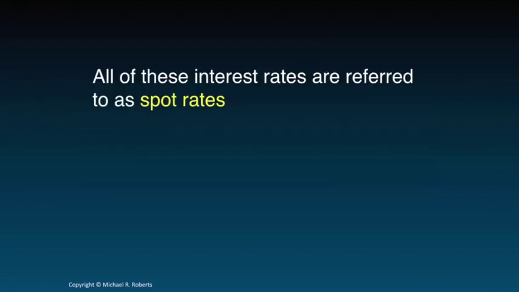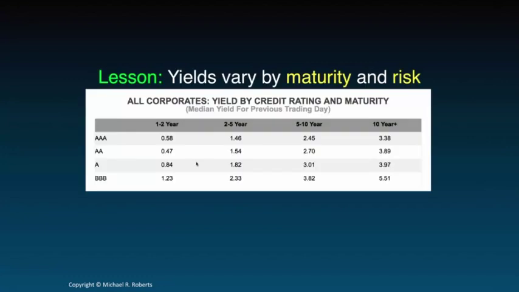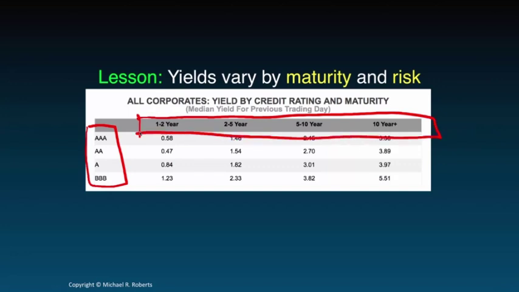Now, all of these interest rates that we've discussed thus far are referred to as spot rates. And what are spot rates? They're the interest rate for a loan that's made today. Now, typically, there's a different spot rate for loans of different maturities and different risks. That's what we showed right here. These are spot rates. They vary by credit risk, and they vary by maturity. Okay.